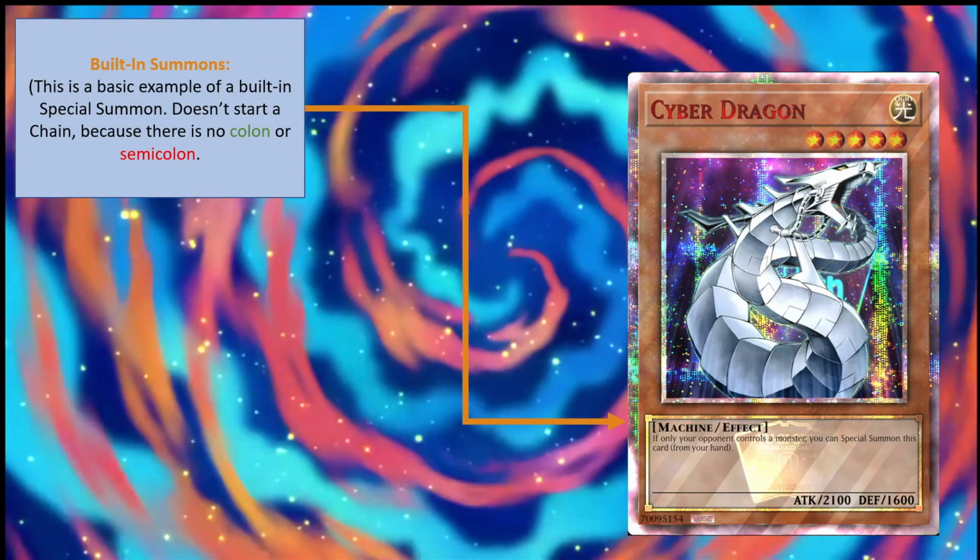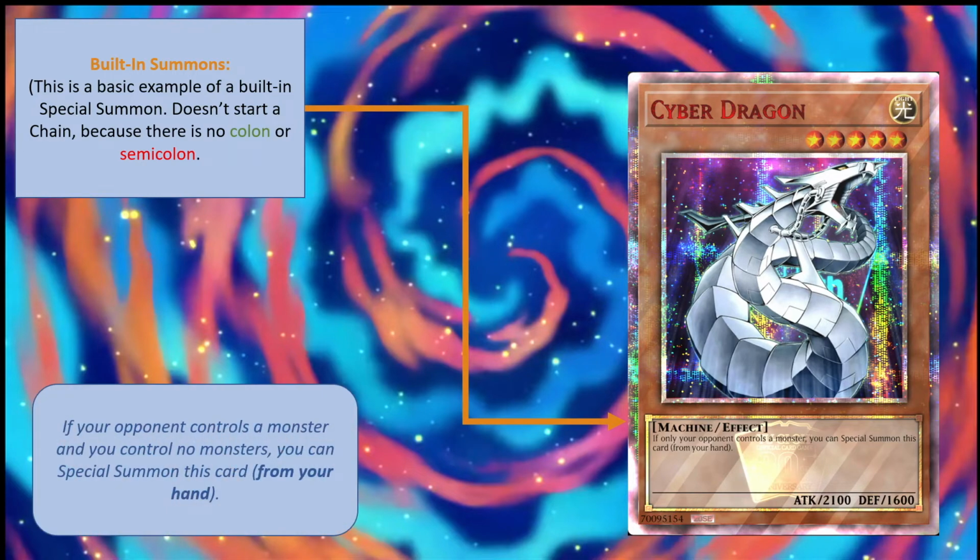So here we have Cyber Dragon, my favorite example, as you will see throughout the course of these episodes. So a built-in summon. This is a basic example of a built-in special summon. It doesn't start a chain because there is no colon or semicolon. So if we read its text, it says here, if your opponent controls a monster and you control no monsters, you can special summon this card from your hand. And as you can see, from your hand is highlighted, it's bold, because that's the important part of this card.